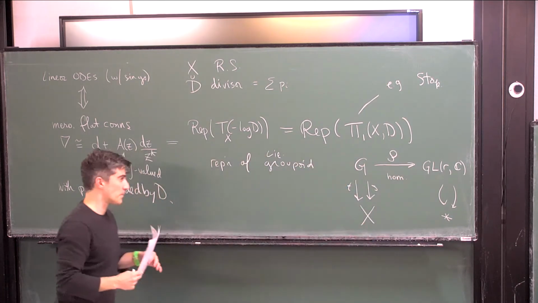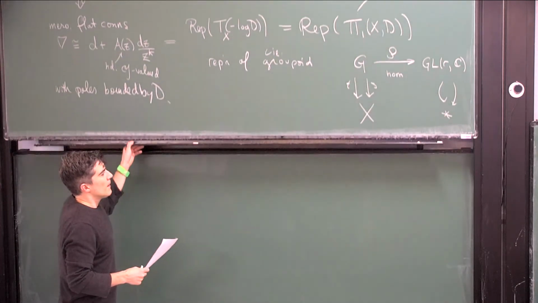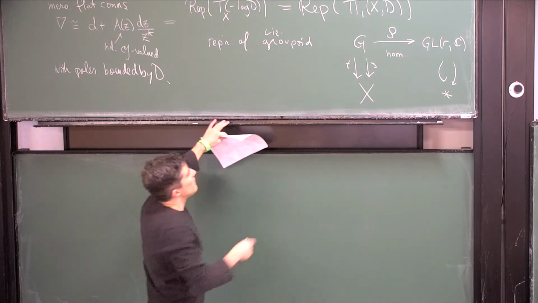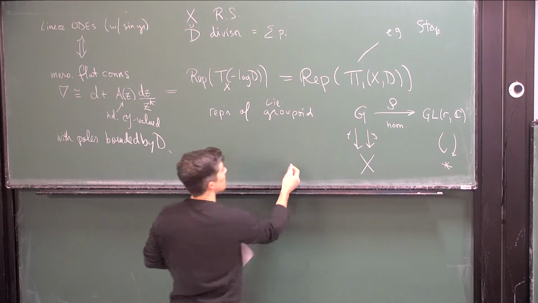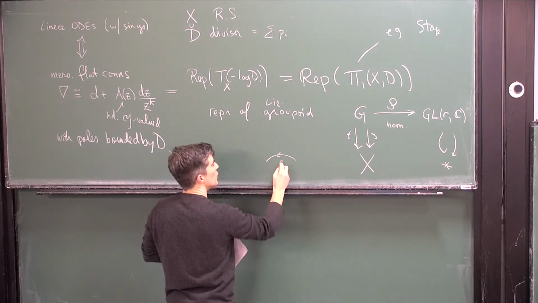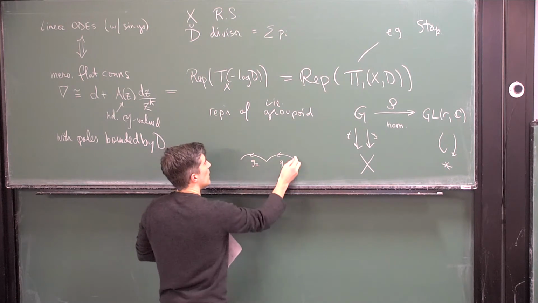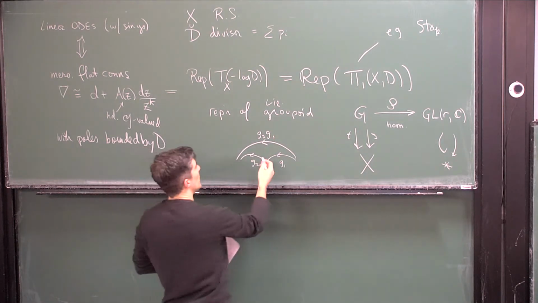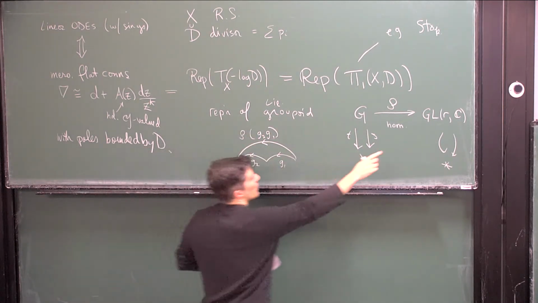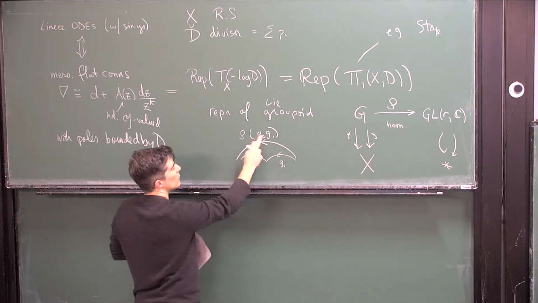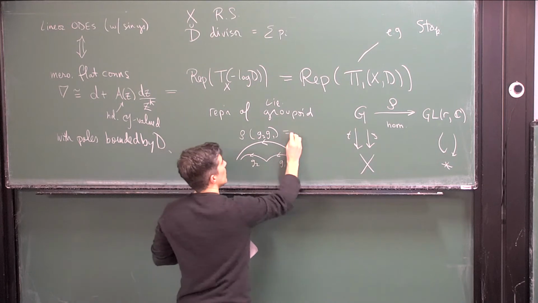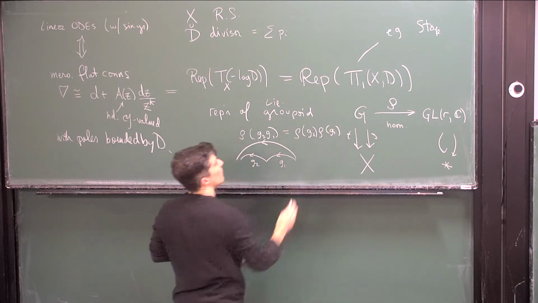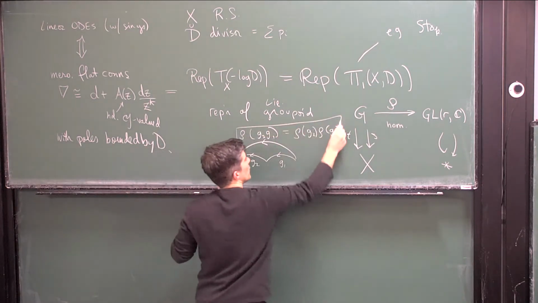Okay, but what does it mean to be a homomorphism of groupoids? It means that if you have two arrows in the groupoid, g1 and g2, and you have their composition, then the matrix that is assigned to the composite should be the product of the matrices of the two individuals that we're composing. So this is the condition.